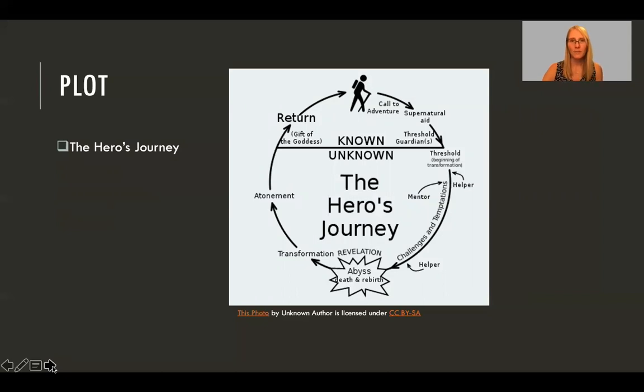pacing and what happens. If we start up here at the top with our hiker at the 12 o'clock in our circle, there's usually a call to adventure. Something happens that makes our character move forward, make that very first decision. In the hero's journey, there's often a supernatural aid of some sort. If we're thinking about our moment in Cinderella, it could be the fairy godmother.